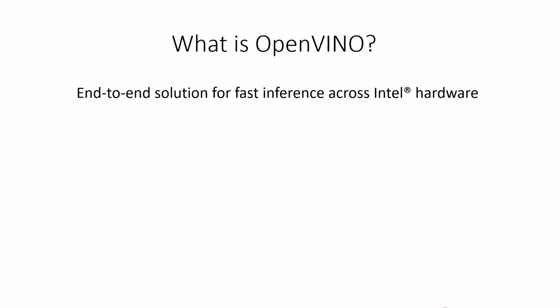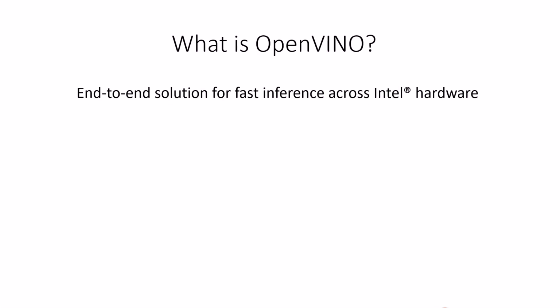OpenVINO is the end-to-end solution for inference across Intel hardware. I use the end-to-end term here because OpenVINO accepts the model in deep learning framework format just after the training and can give you the result of the inference on various kinds of supported Intel hardware available on your system.